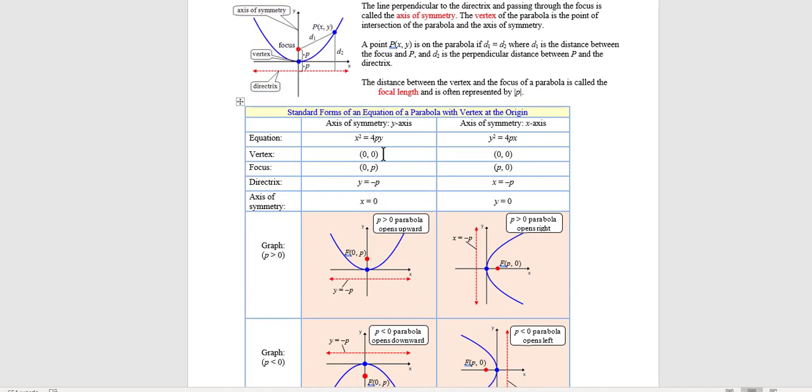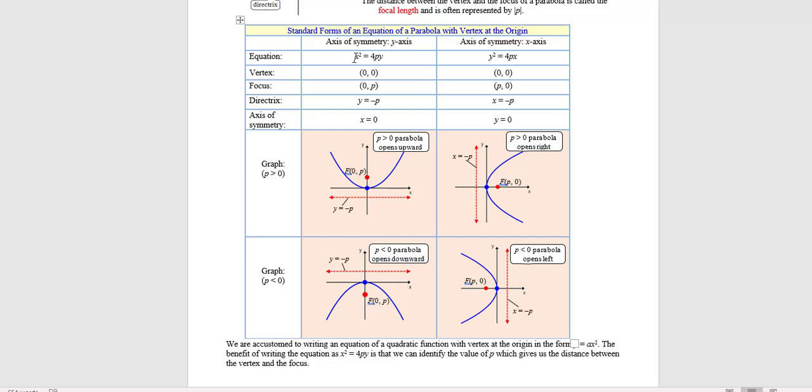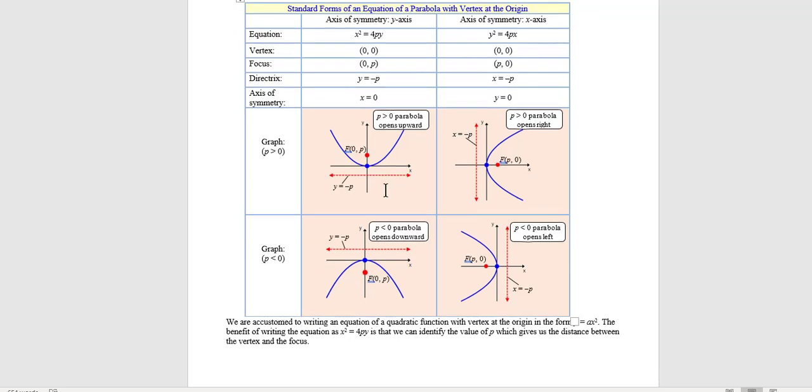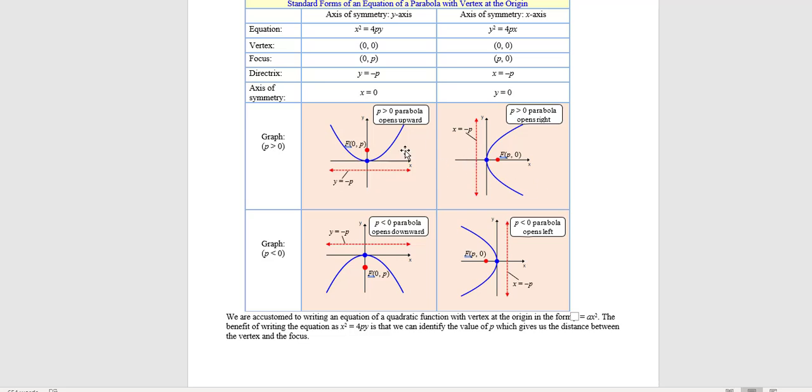And all of those roles of x and y are just reversed if we want to express a sideways opening parabola, something like in this right column here. Interchange the x and y variables in our equation, and we get y squared equals 4px. In the rest of these formulas, we are directly just interchanging x and y variables. And all that does is interchange the roles of x and y in the pictures as well. Instead of opening in the positive y direction, we open in the positive x direction for a positive p-value, or in the negative x direction if p is negative.